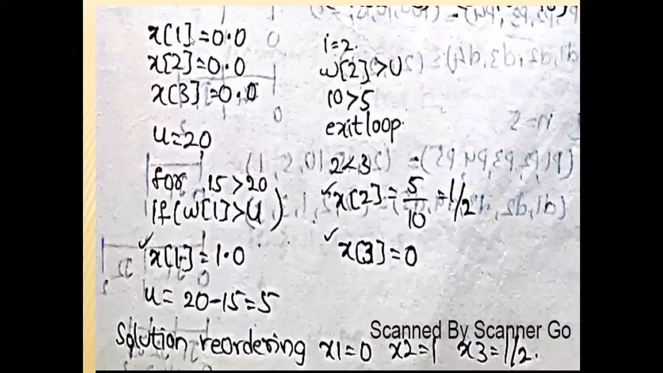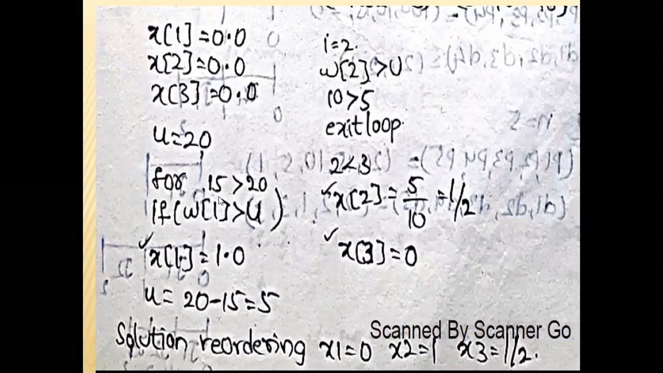So P1 equal to 24, W1 equal to 15. The next one, 1.5, so P2 equal to 15, W2 equal to 10, P3 equal to 25, and W3 equal to 18. That is the reordered objects. And next, x1 equal to 0, x2 equal to 0, x3 equal to 0, U equal to 20.